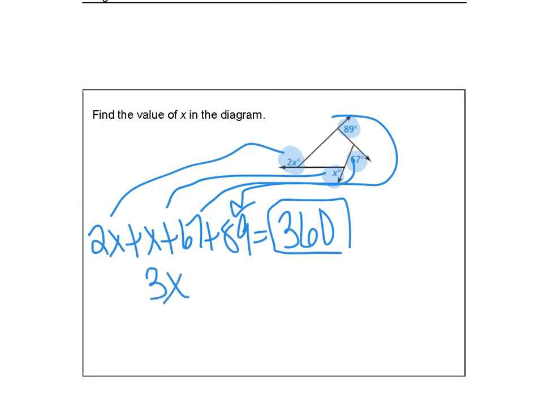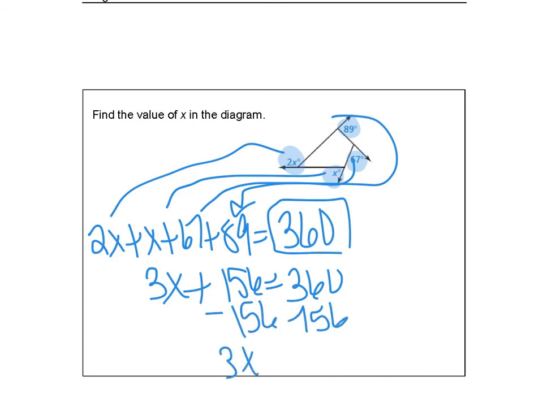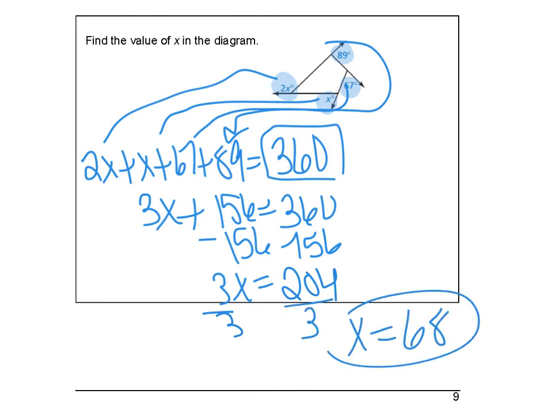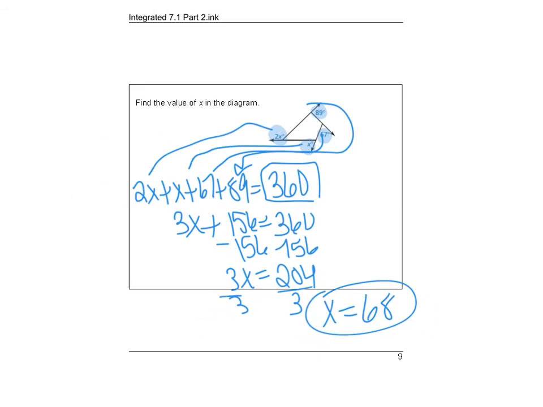So let's go ahead and combine our like terms, and I would get 2x plus x is 3x. If I add 67 and 89, I get 156. And then I just go ahead and solve my equation. I'm going to subtract 156 from both sides, and I get 204. And if I divide by 3, I get that x equals 68. Exterior angles are a little bit easier just because they are always going to add up to equal 360, not like the interior angles that can add up to different values each time.